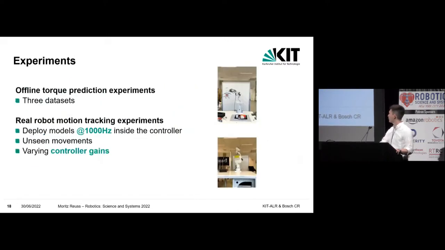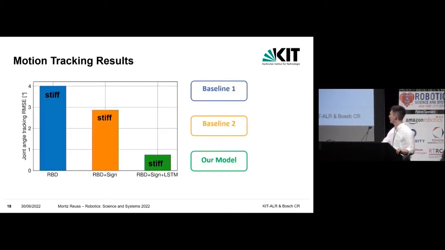To verify our new model architecture and our end-to-end learning, we conduct several experiments on offline torque prediction and on real robot motion tracking tasks. We deploy all our models at 1000 Hertz inside a torque-controlled robot manipulator and test it on several unseen movements with varying controller gains. In our experiments, we're able to show that our proposed hybrid model, as you can see here in green, is able to significantly increase the tracking accuracy of our robot manipulator in contrast to its baselines.